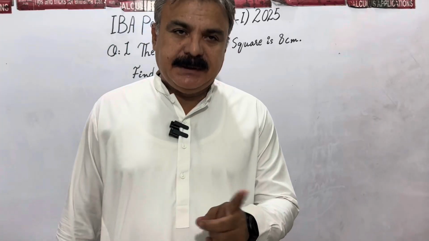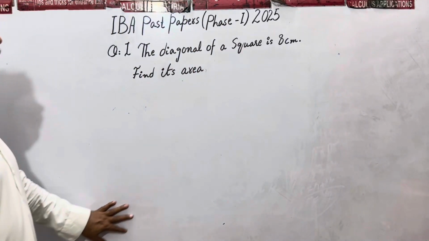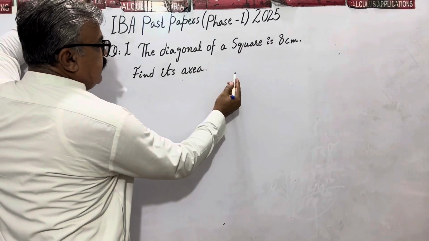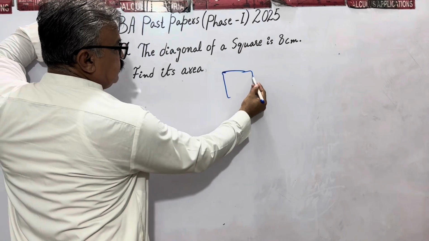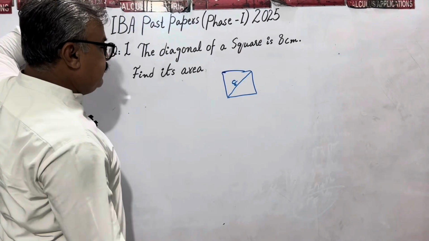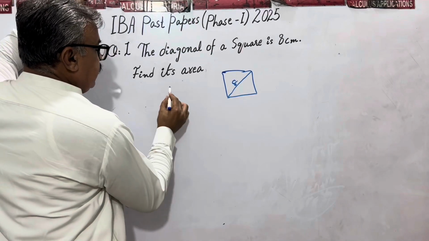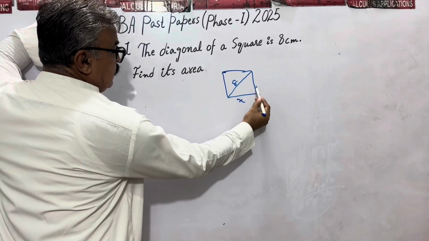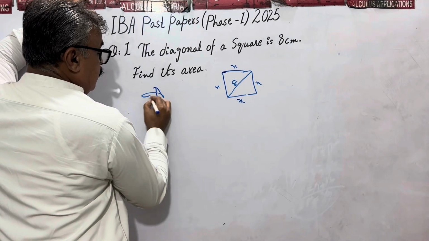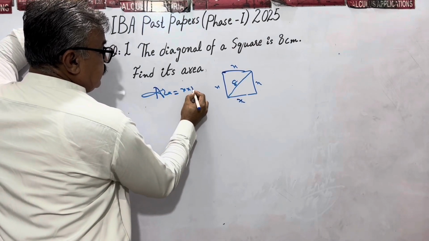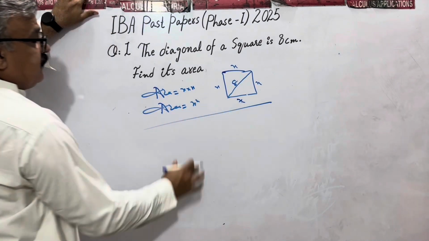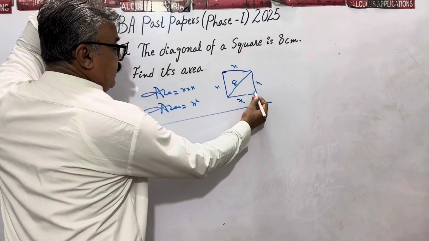Next. Let's find the area of a square when the diagonal is given. Just simply draw a diagram. That is our diagonal, given to us as 8. We know that the sides of a square are equal. Suppose each is equal to x. So the area of the square is x into x, x square. So we have to generate the value of x square from here.